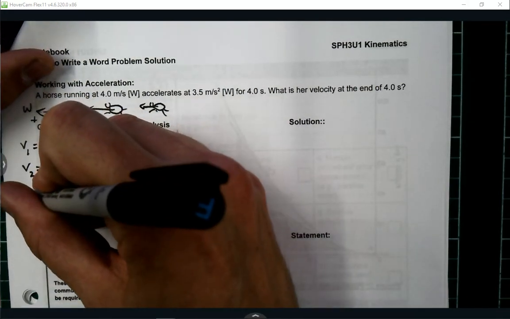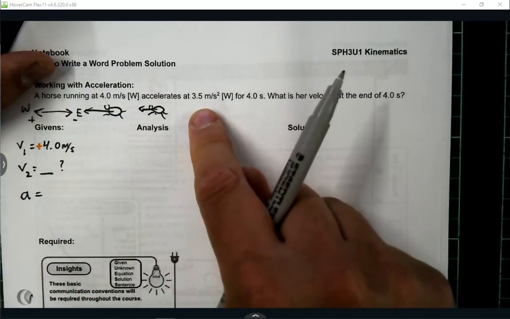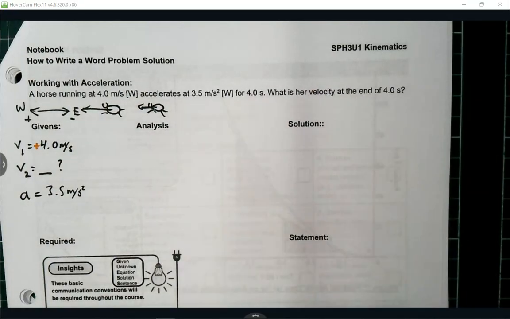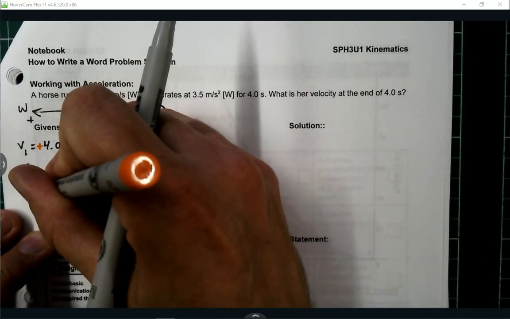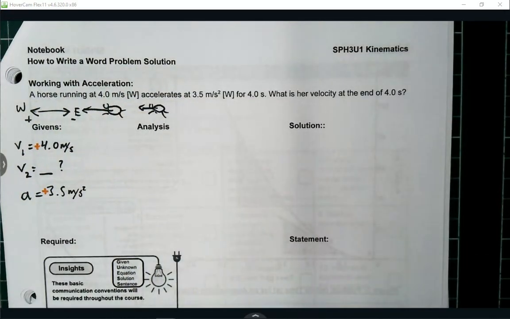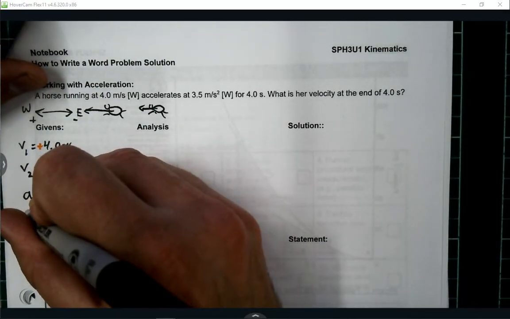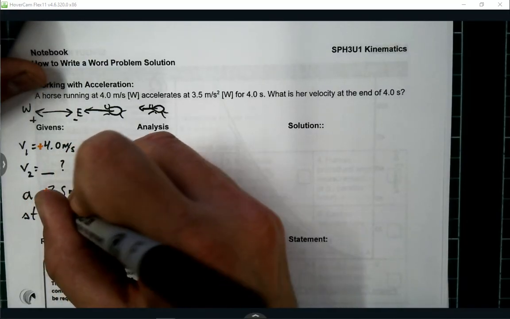So from a variable perspective, there's a little bit of decoding going on here, but not a lot. The acceleration is 3.5 meters per second squared. And again, because it's west, and I've declared west to be positive, I'm probably overdoing it right now, but I want to make it really clear that that's a positive because I acknowledge that it's west, okay? And then in terms of the time, looks like this is going to take 4 seconds to complete, 4.0 seconds.